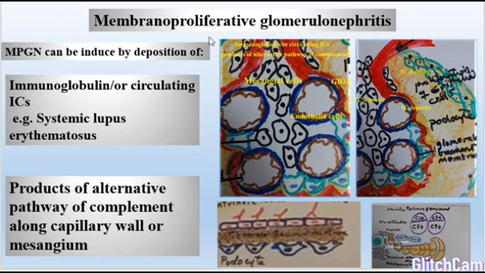And also, membranoproliferative glomerulonephritis may result from products of the alternative pathway of complement or deposition of these products along the endothelial cells. So here the alternative pathway complement products deposit in or along the endothelial cells or along the mesangial cells.